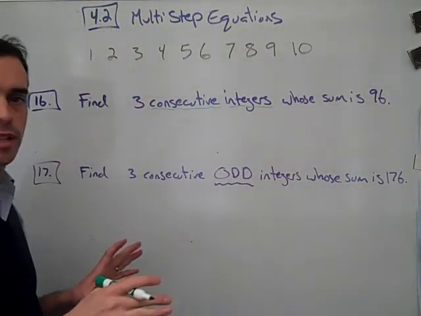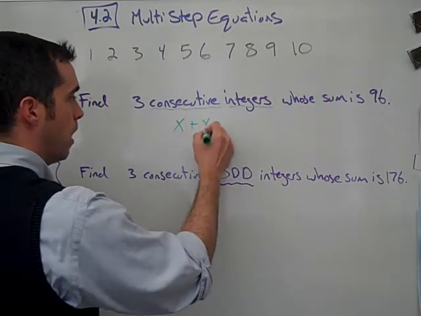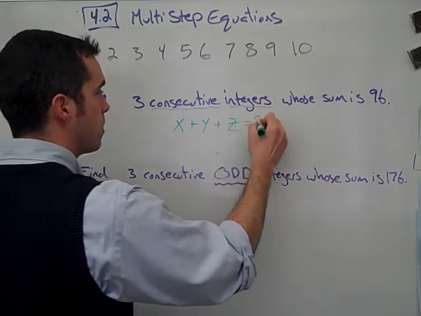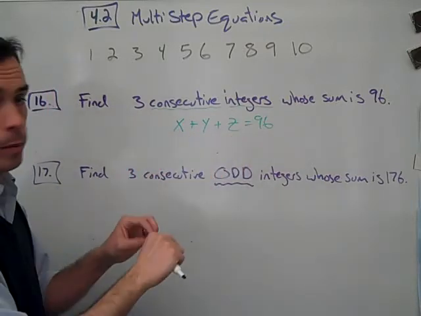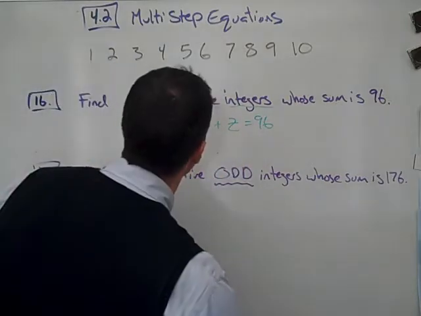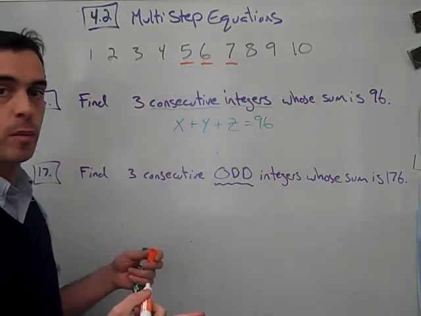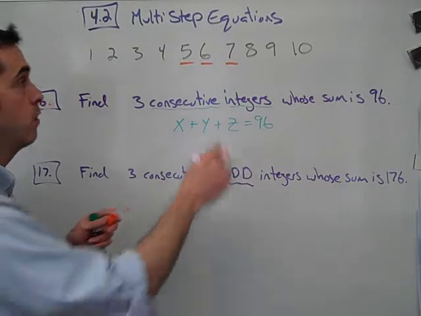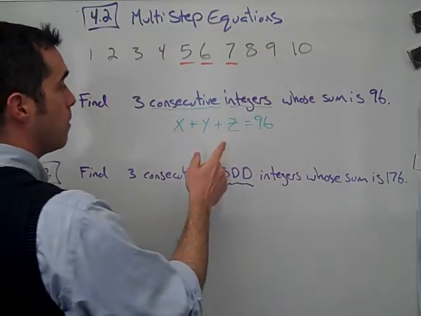Now, a lot of times when I see students approach this problem, they'll do something like this. x plus y plus z equals 96. Because they know the three numbers are different from each other. An example of consecutive integers would be like 5, 6, 7. Three different numbers that are in a row. They're consecutive and they're integers, positive or negative whole numbers.